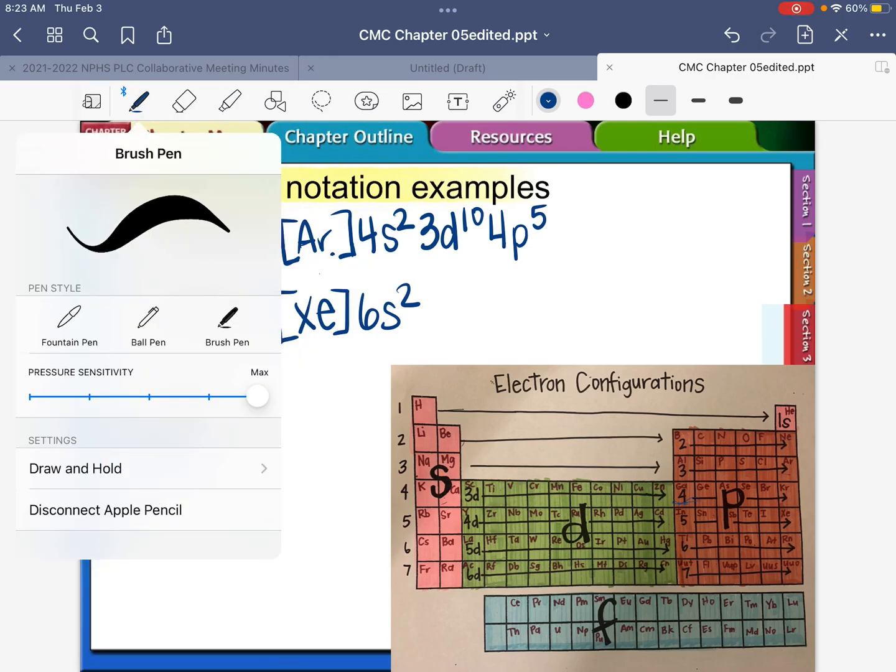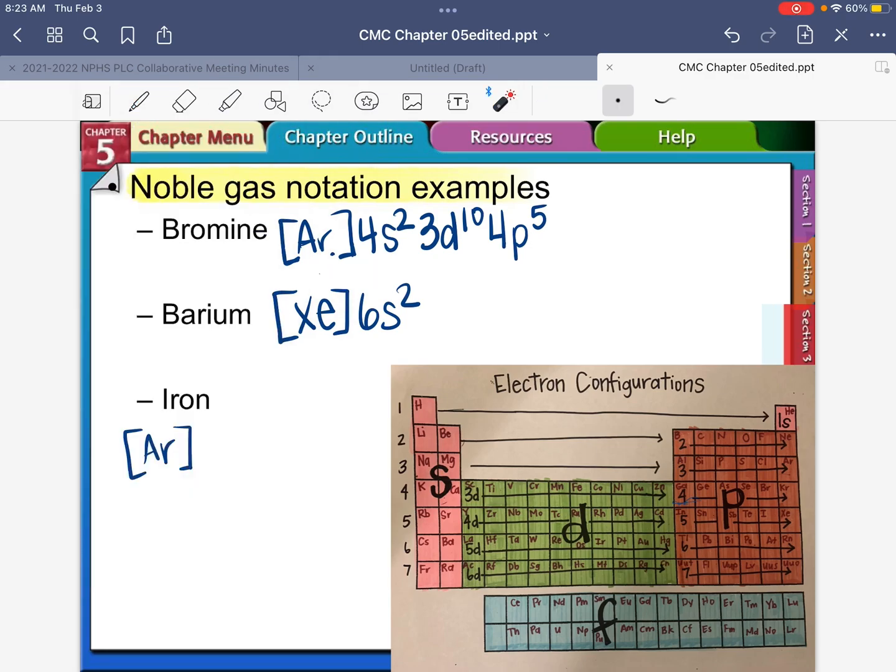Oops, I'm sorry. So the next thing in my configuration is whatever comes after argon. So I go all the way back down here, and the next thing is going to be 4s2. And then after 4s2, this is where iron is, so it's going to be 3d next. And I count over 1, 2, 3, 4, 5, 6. And that is iron's noble gas notation.